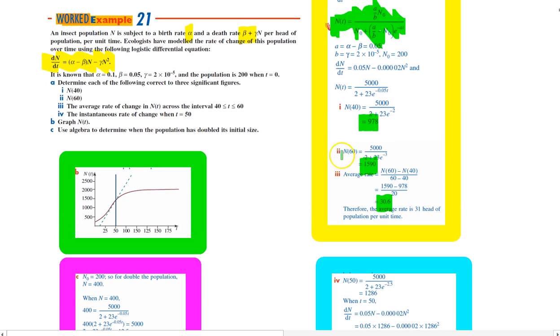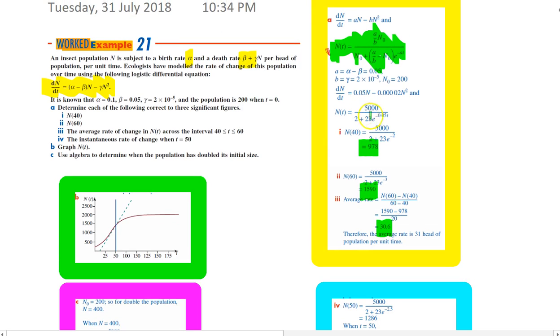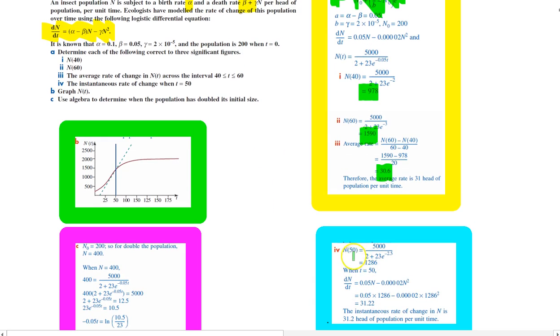So for the instantaneous rate of change when t equals 50, we can just sub t equals 50 into this equation here. So you can see we sub t equals 50 into that equation and we'll get 1,286. So what that says is when time is equal to 50, the population is equal to 1,286. So now we can sub 1,286 into our derivative function because we want to know the instantaneous rate of change when time is equal to 50, which is also when the population is equal to 1,286.